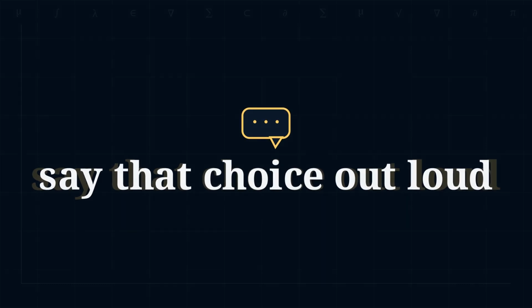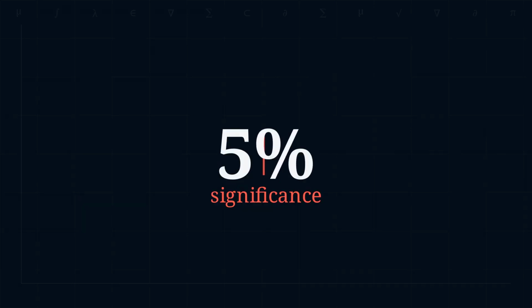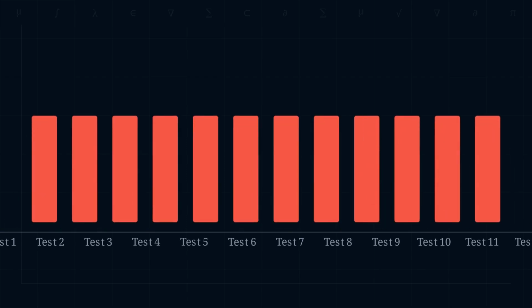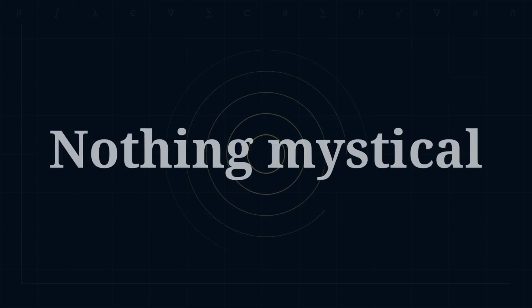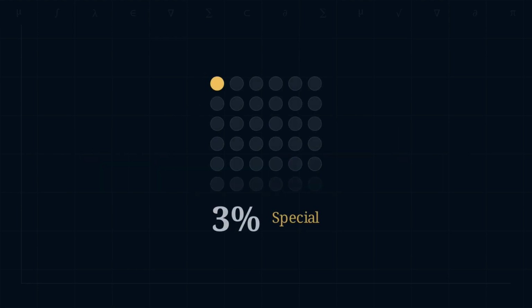Another trap is multiple looks and many tests. If your significance is 5%, running dozens of comparisons or peeking at the data every hour mechanically inflates your chance of at least one false alarm. Nothing mystical is happening. You are rolling the same die again and again until it comes up special.